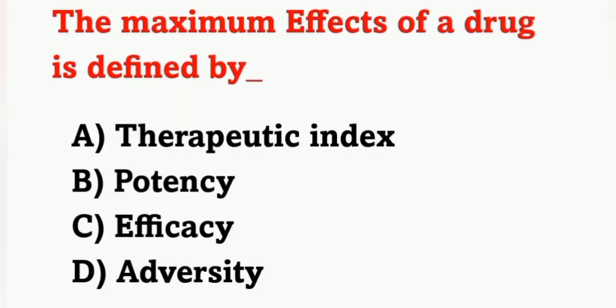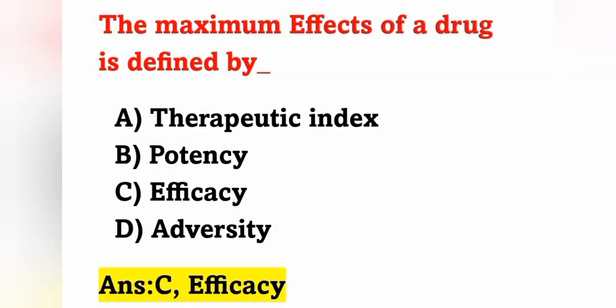And the next question, the maximum effect of a drug is defined by? Option A therapeutic index, option B potency, option C efficacy, option D adversity. And the correct answer is option C, efficacy. The maximum effect of a drug is defined by efficacy.